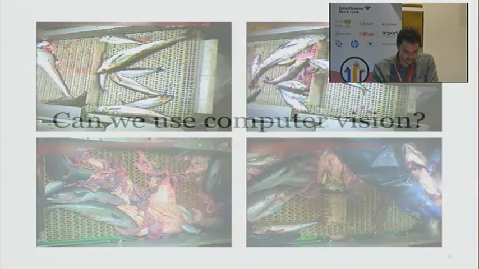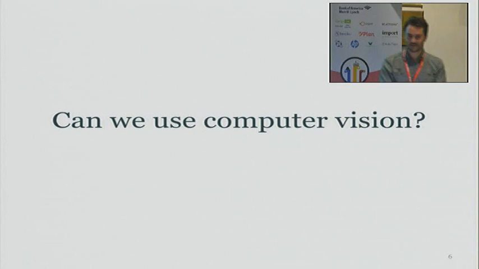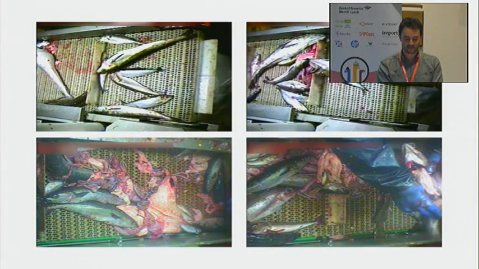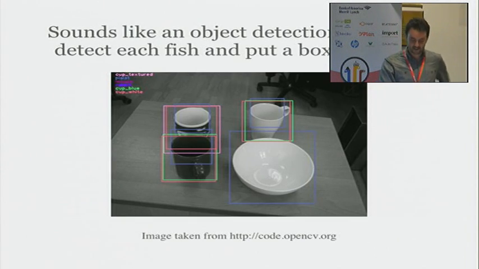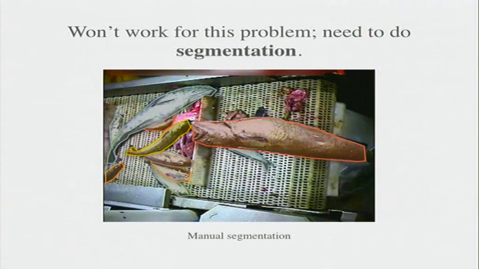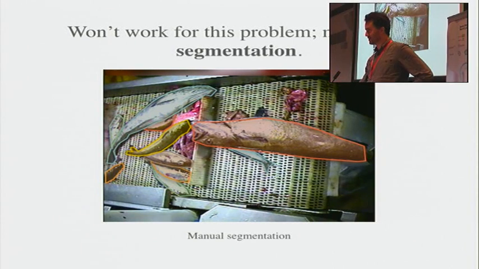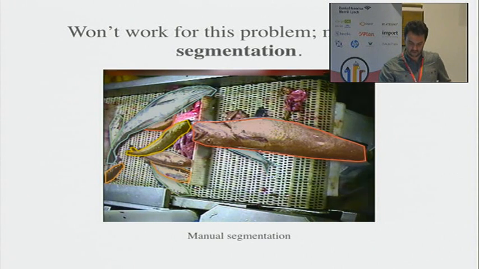And so, can we use computer vision to do this? Can we process that? Kind of challenging. It looks like an object detection. You want to stick a box around each fish. That's not really going to work because they're angled all sorts of ways. They lie on top of each other. You end up needing a segmentation challenge. So that's just manually done to give you an idea of what we're after.